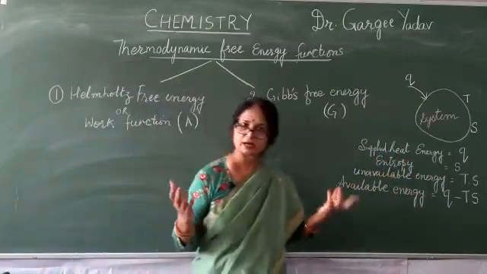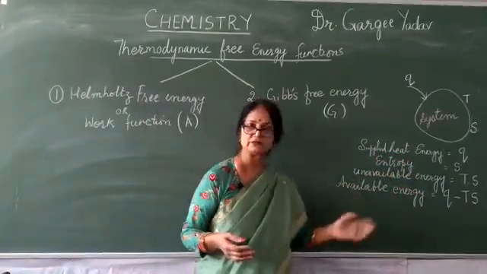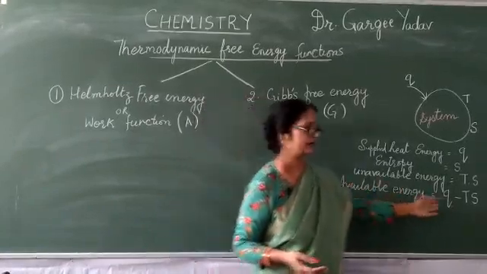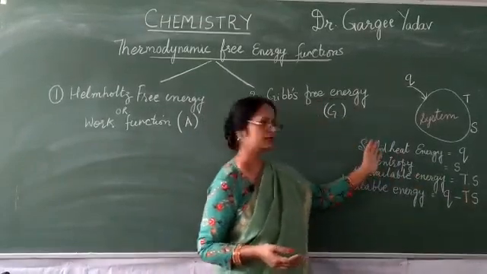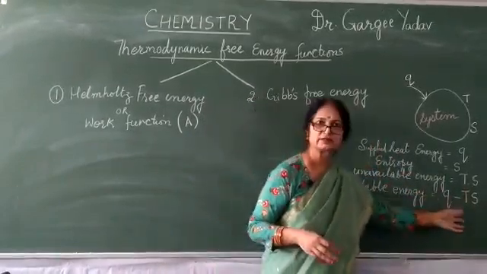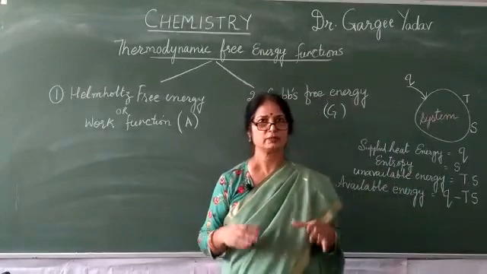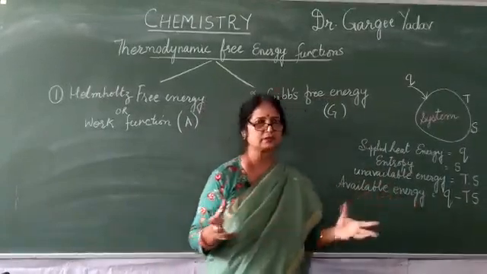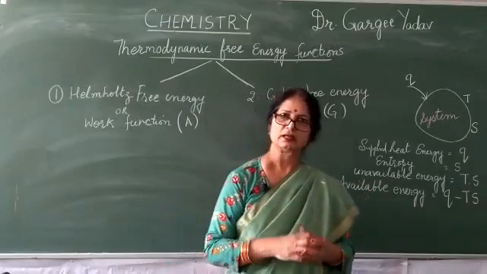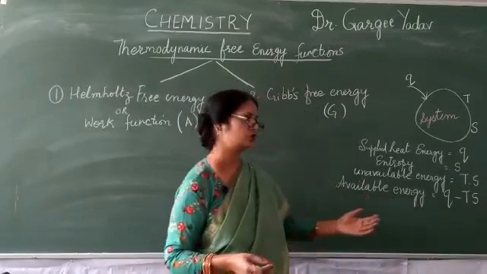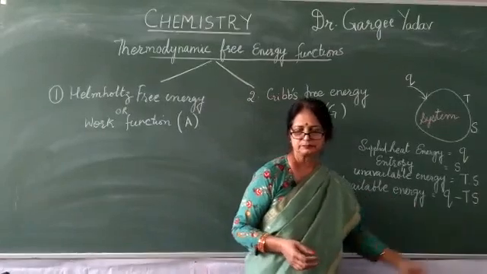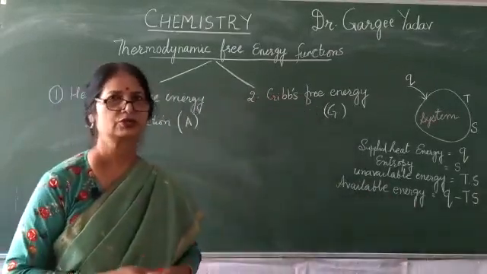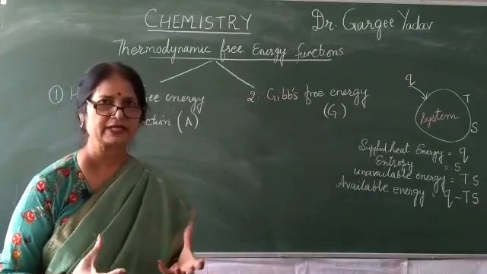So what will be the available energy? The available energy which can be utilized to do the work is Q minus TS, because Q is the energy supplied, and TS is the unavailable energy required to maintain the system. So the available energy is the difference of the supplied energy and the unavailable energy, which is equal to Q minus TS.